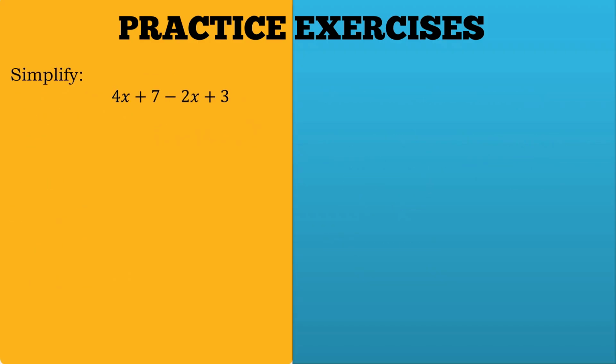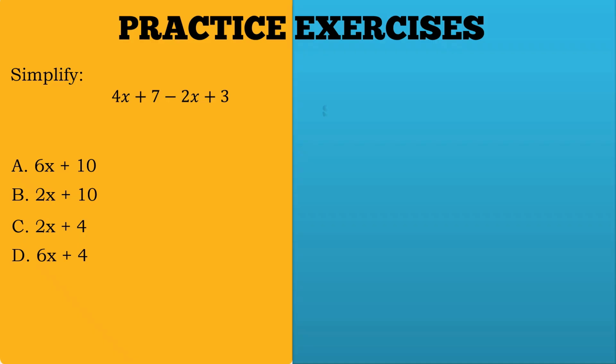Simplify the expression 4x plus 7 minus 2x plus 3. A, 6x plus 10. B, 2x plus 10. C, 2x plus 4. Or D, 6x plus 4. What do you think the answer?